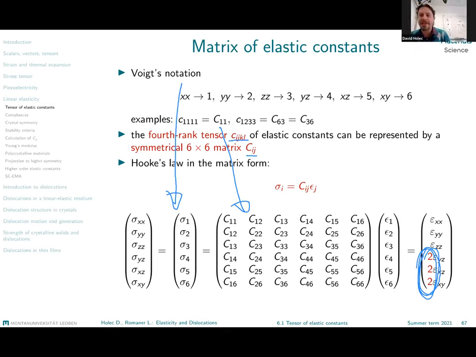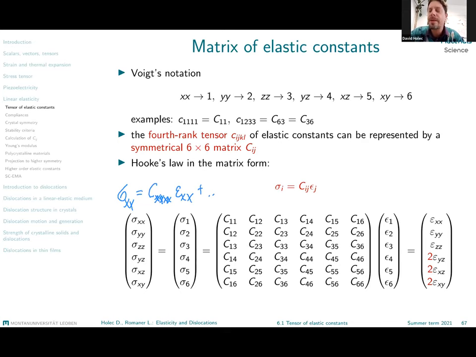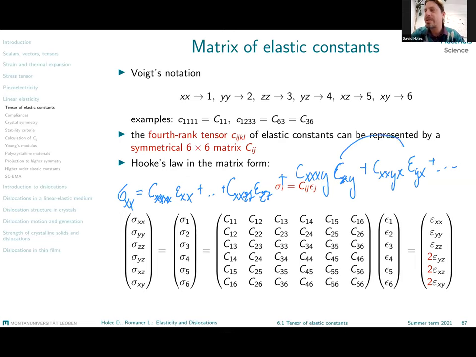If you want to see where this comes from, just write down the whole Hooke's law in the tensorial form. What you would find out is that sigma xx equals C xxxx epsilon xx plus C xxzz epsilon zz, so far so good, plus C xxxy epsilon xy plus C xxyx epsilon, sorry, that should be epsilon yx, plus, and so on. Now these guys are the same. Those guys are the same.